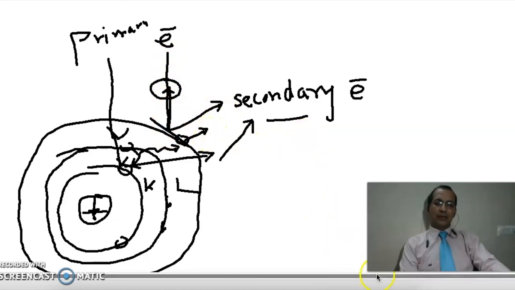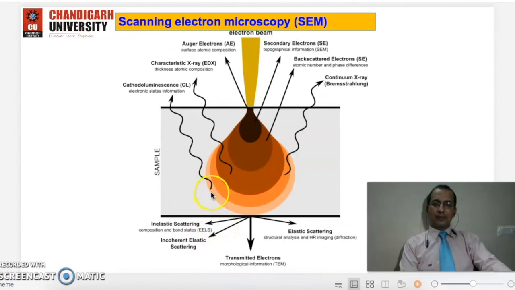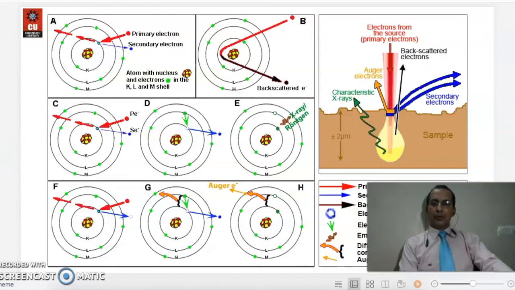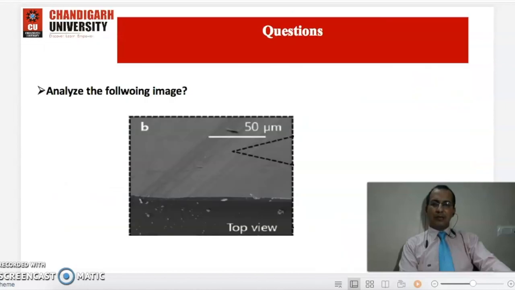Cathodoluminescence means that, if the sample has this much penetration, there will be some visible radiation emitted during this process. So systematically we have defined all the patterns of secondary electron emission, how they are produced, and the characteristic X-ray. These are the backscattered electrons, secondary electrons, and Auger electrons, and here you have X-rays which are emitted during this process.